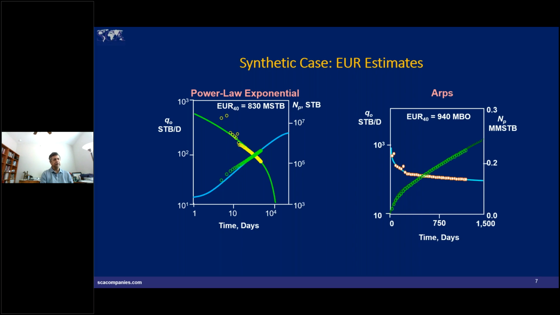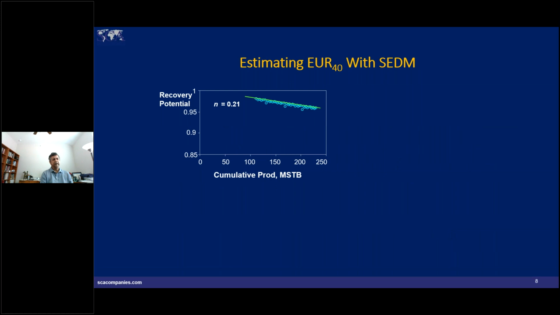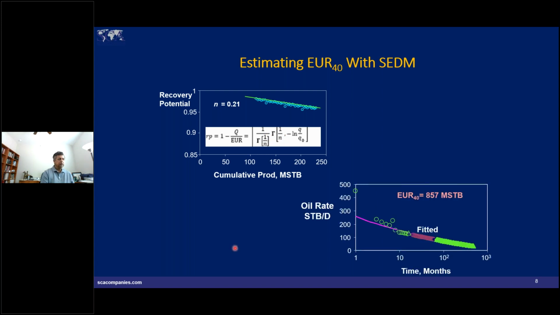So here you go. As you can see, the power law exponential would give you a more conservative result than the Arps, even though this was modified. And then we use the stretched exponential model. It's a 2-step process. It's the recovery potential, and it uses the complete and incomplete gamma function. Everything can be done in Excel. So that's what we did.